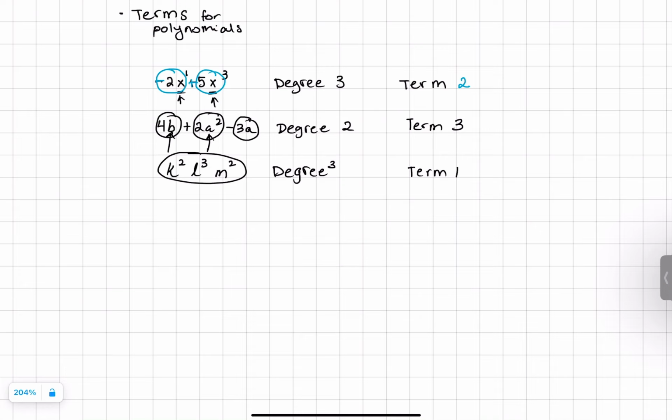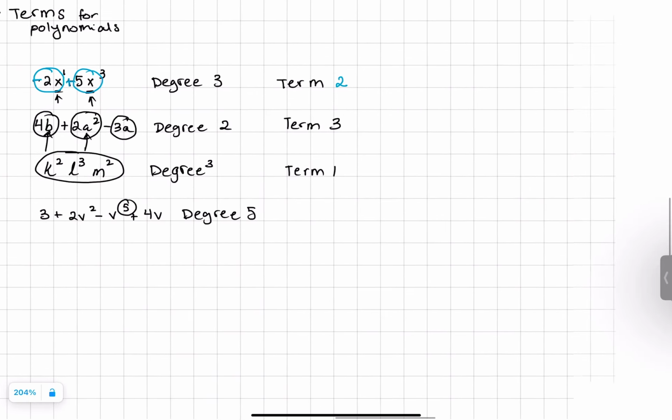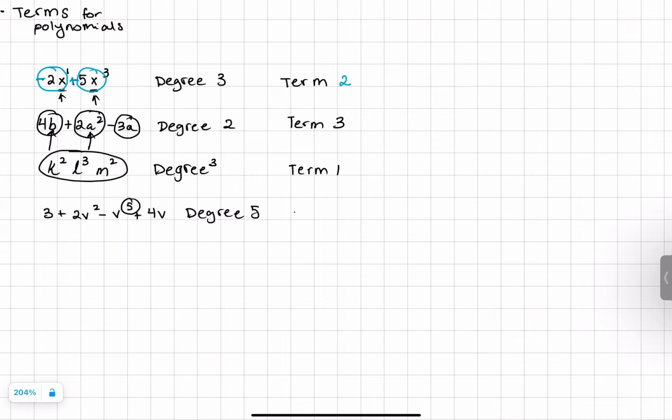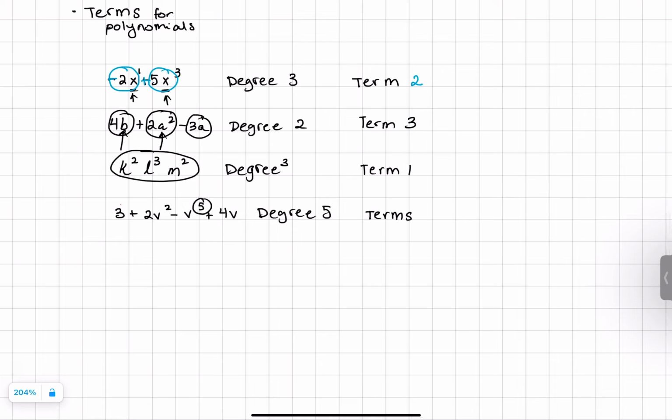Our next example, I'm going to skip a line just to create more space. 3 plus 2v^2 minus v^5 plus 4v. So the degree would be 5 because that's the highest exponent value in the expression. And the number of terms, well, let's count. So we have one term, then an addition sign, then one term, subtraction, one more term, addition, and finally the last term. So we have 4 terms.